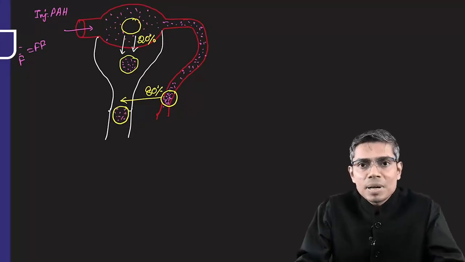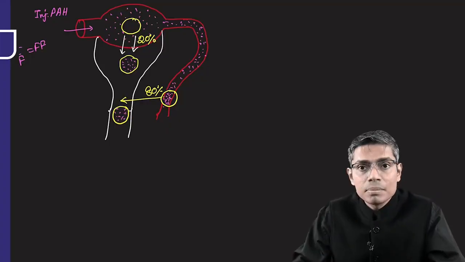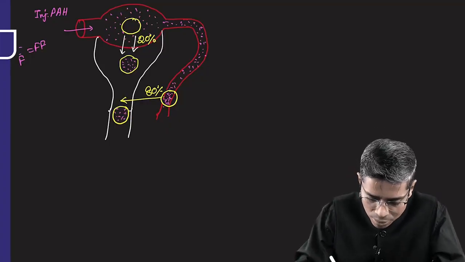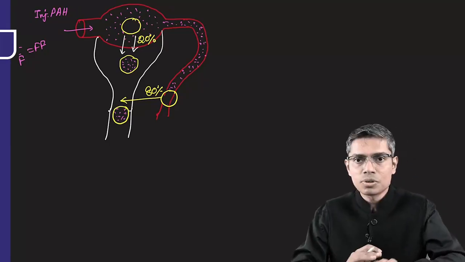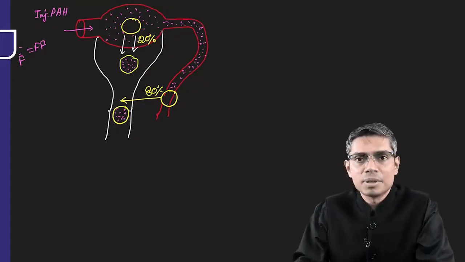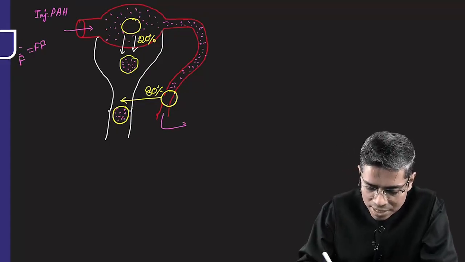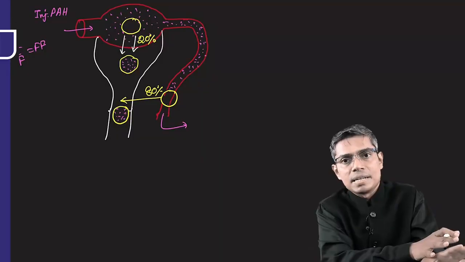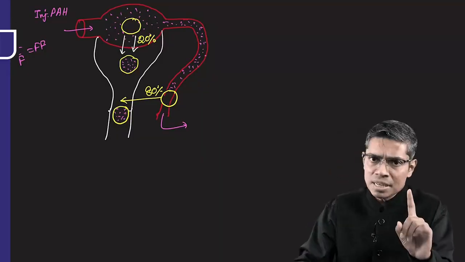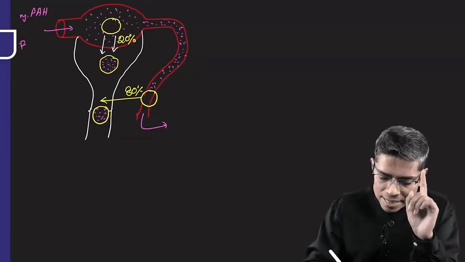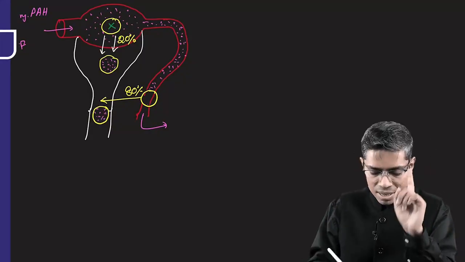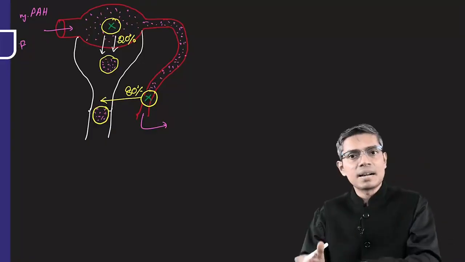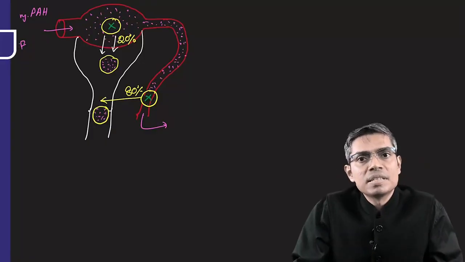So how much volume of plasma is getting cleared at the peritubular capillary? 80%. So 80% of plasma is getting cleared at the peritubular capillary. Almost no PAH remains at the level of the renal vein, so no PAH is going there. All of it is secreted at the PCT. So 20% of the plasma is getting cleared at the glomerular capillary by filtration, and 80% of PAH is getting cleared at the PCT by secretion.